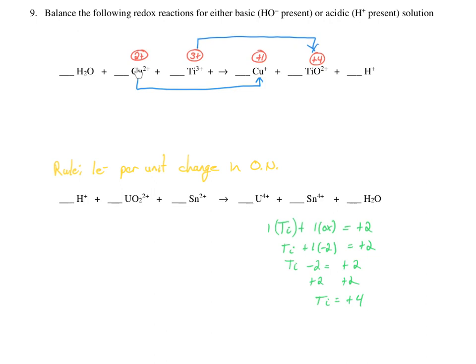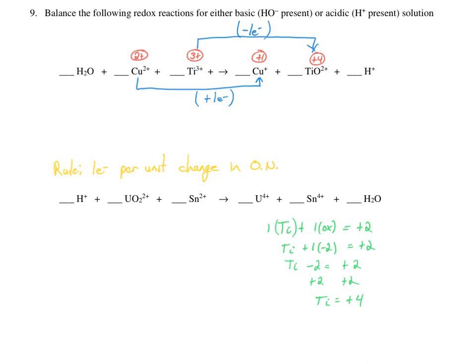We look at copper. Copper is being reduced by 1 unit, plus 2 to plus 1. Therefore, we know that there is just 1 electron involved in that process. For titanium, titanium is changing by 1 unit. It's being oxidized by 1 unit. So we know that we're losing 1 electron in that process.